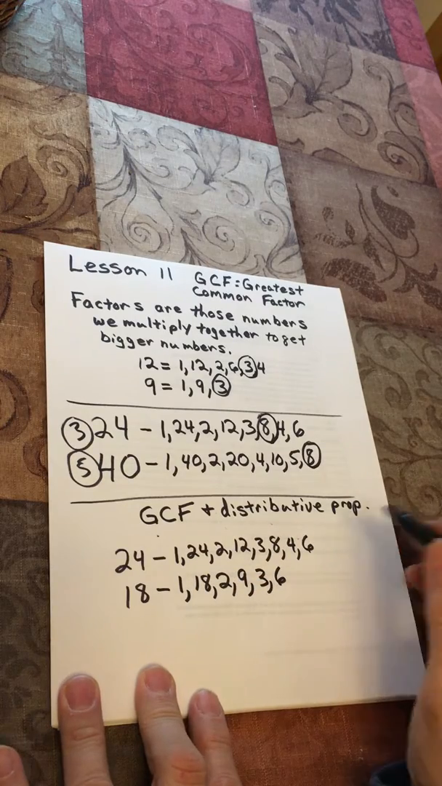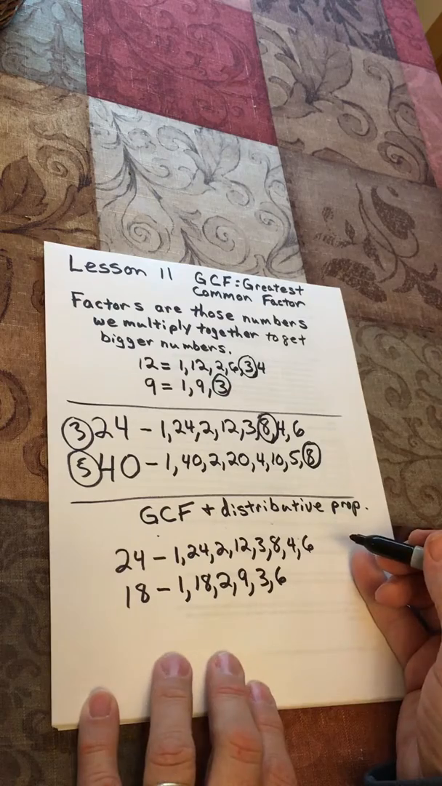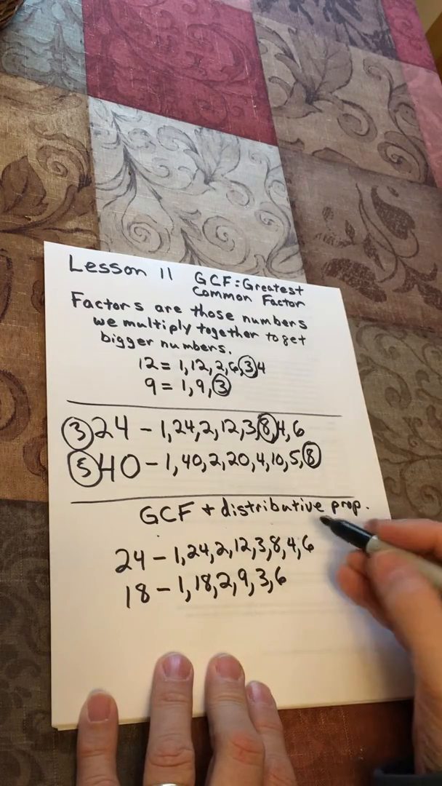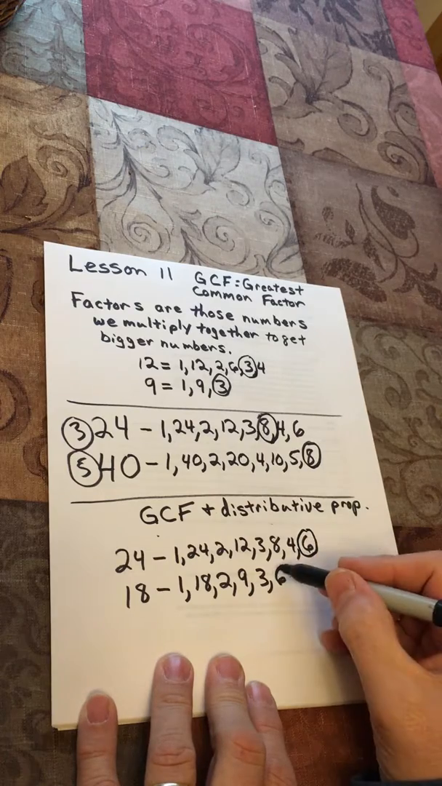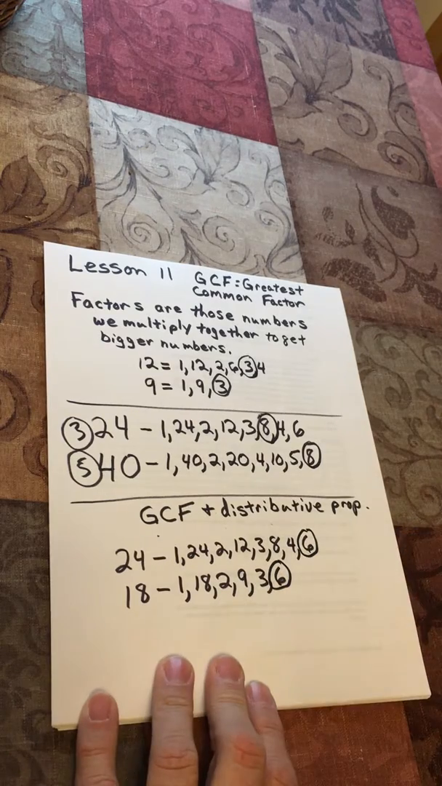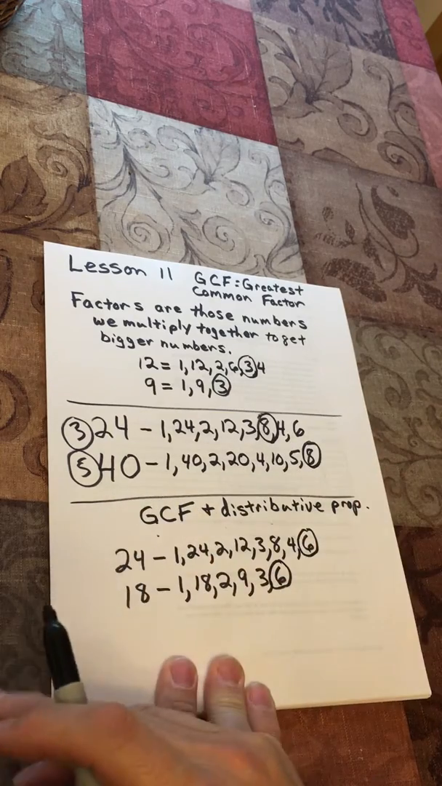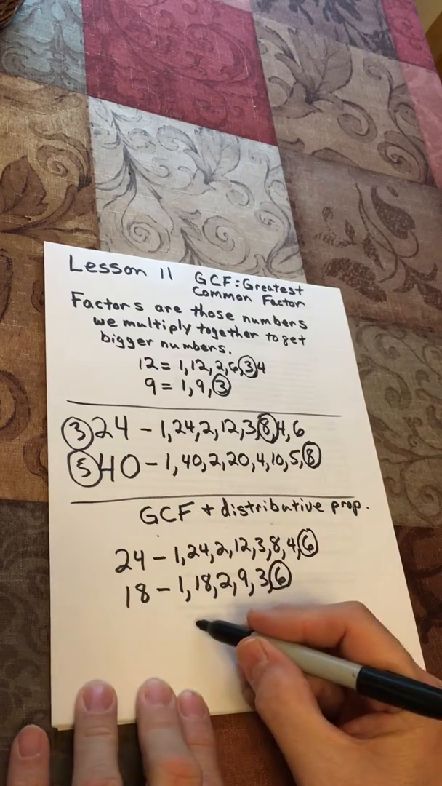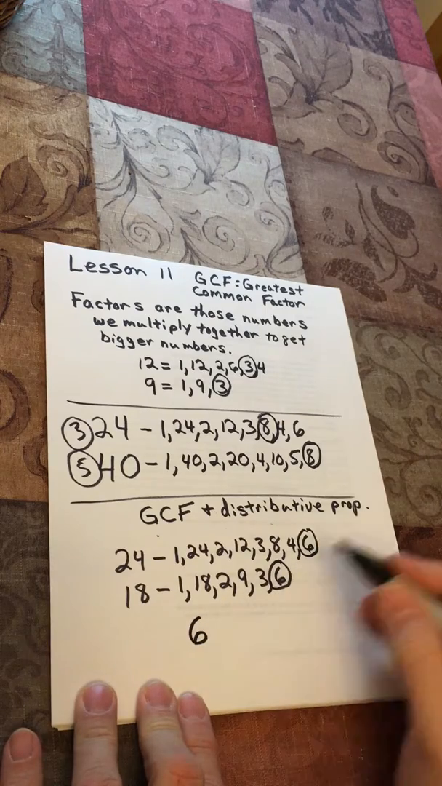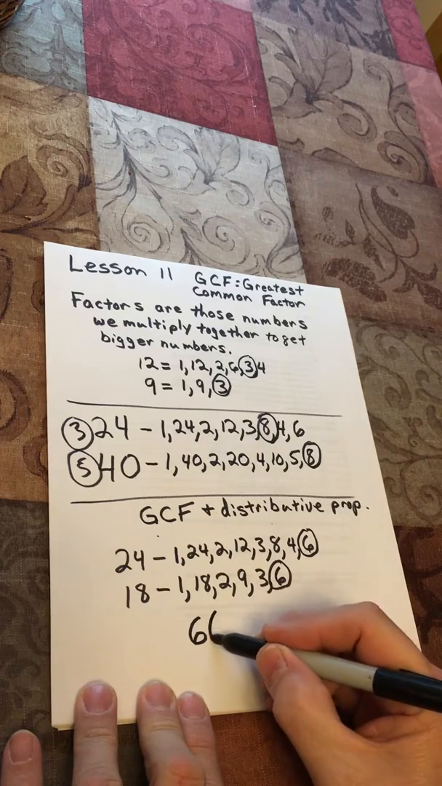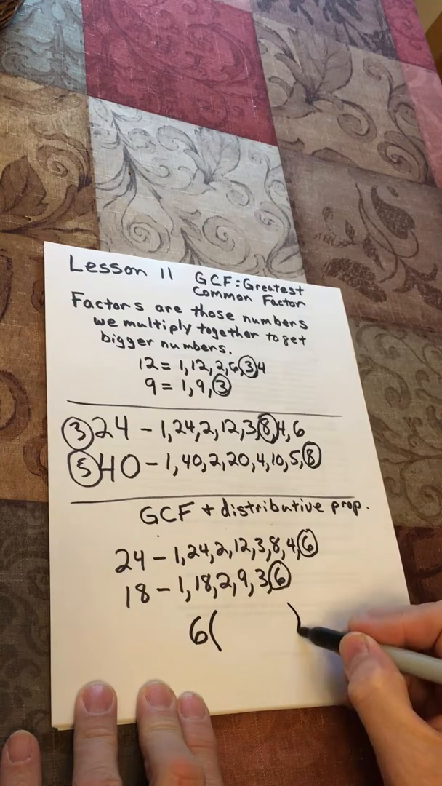That's it. All right, so what is the greatest common number in all these? Let's see. 6. There's our 6 right there. Okay, so this means I can take a 6 away from each of these. And what they want you to do is write a 6, because we're going to pull 6 away from each. And we're going to put the other factor inside of parentheses, like this.